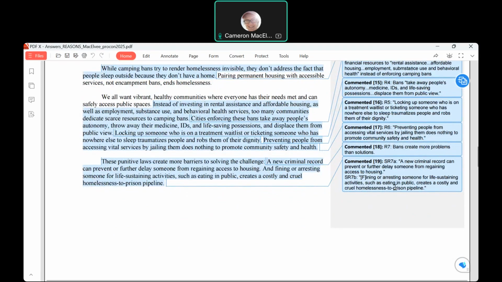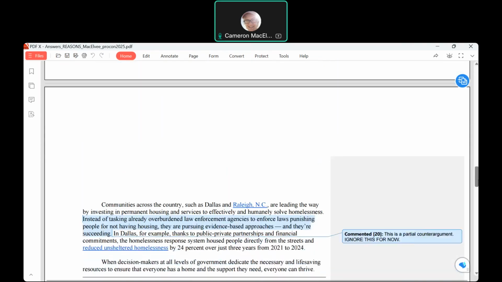Reason 7, which has supporting reasons, he says, the reason why bans are not effective is they create more problems than solutions. And what does he mean by that? These are his 2 supporting reasons that go with it, which take up the rest of this paragraph. He said, because a new criminal record can prevent or further delay someone from gaining access to housing, and finding or arresting someone for life-sustaining activities such as eating in public creates a costly, cruel, homeless to prison pipeline.